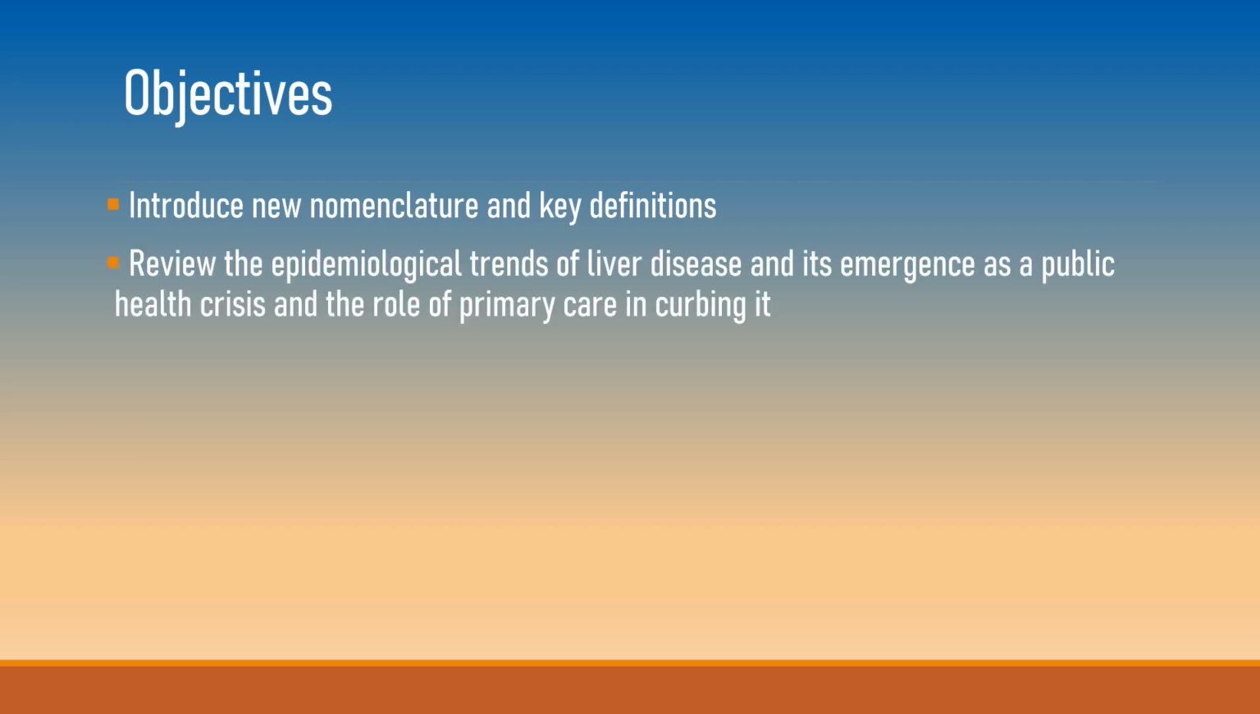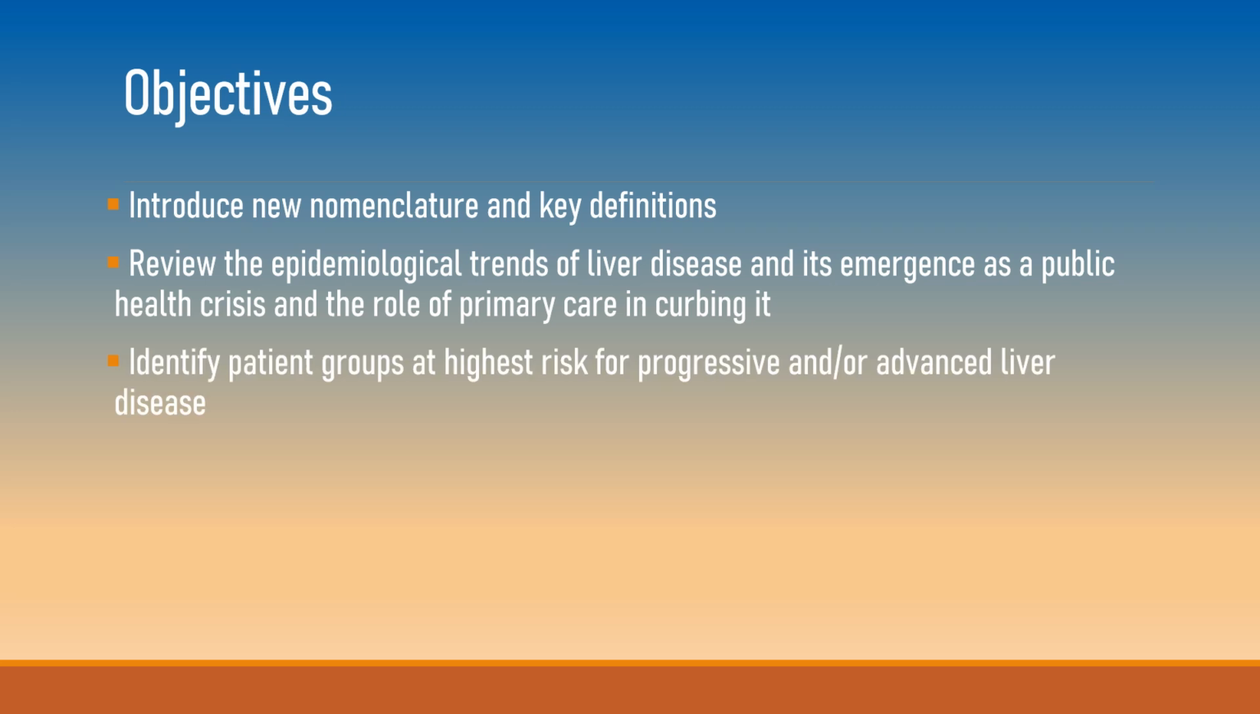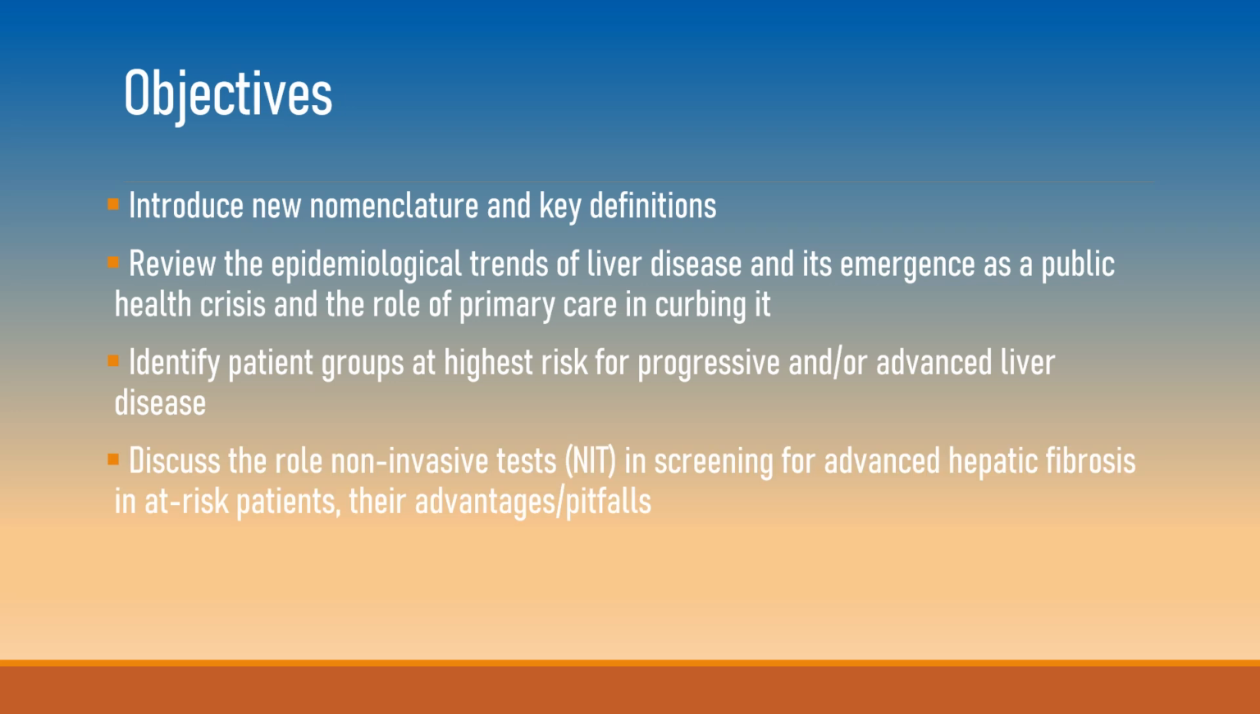Here are the objectives of today's talk. We will introduce the new nomenclature. We will review the current epidemiology of liver disease. We will identify patients at risk for progressive or advanced liver disease. We will discuss the role of non-invasive testing and screening for advanced fibrosis. And finally, we will present a new in-house clinical decision support tool for triaging patients to hepatology.